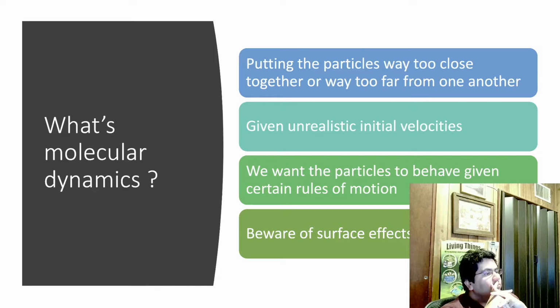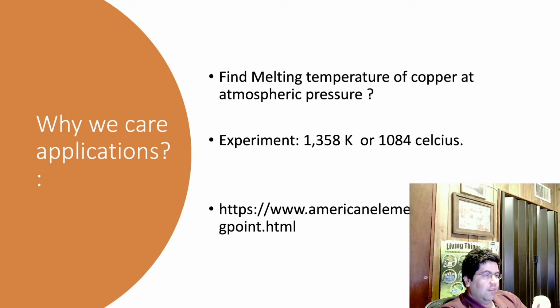So why do we care about doing molecular dynamics? Basically, I'm gonna give you an example. We want to find the melting temperature of copper, and that has to be at atmospheric pressure. We already know from experiment that the melting temperature is around 1358 Kelvin, or 1084 Celsius. And we want to predict this.